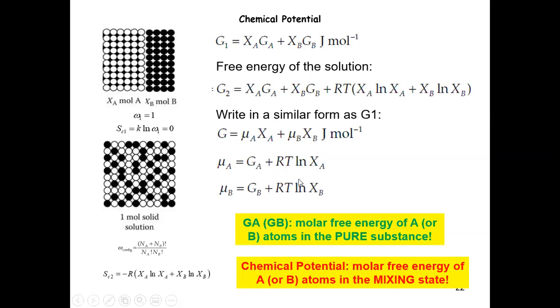And I think I asked you this question before. What is the sign of this term, RT log XA? Is this positive or negative for non-zero XA? Negative, right? Because XA is a molar fraction, always going to be greater than 0 but smaller than 1. So you take a logarithm of a number smaller than 1, you always get a negative number. So what does this mean? If this is negative, then this mu A should be greater or smaller than GA? Smaller than GA, right? And does this make sense to you?